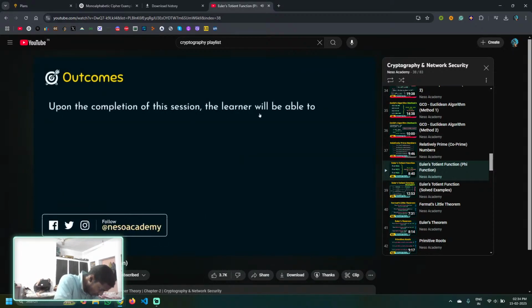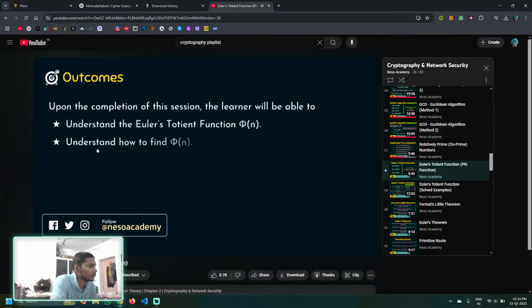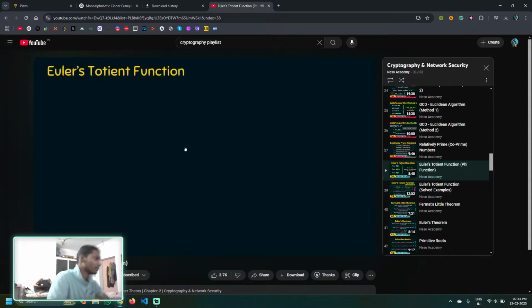Upon the completion of this session, the learner will be able to: outcome number 1, understand the Euler's totient function phi of n, and outcome number 2, understand how to find this Euler's totient function phi of n. Let's dive into the topic of the day, the Euler's totient function.